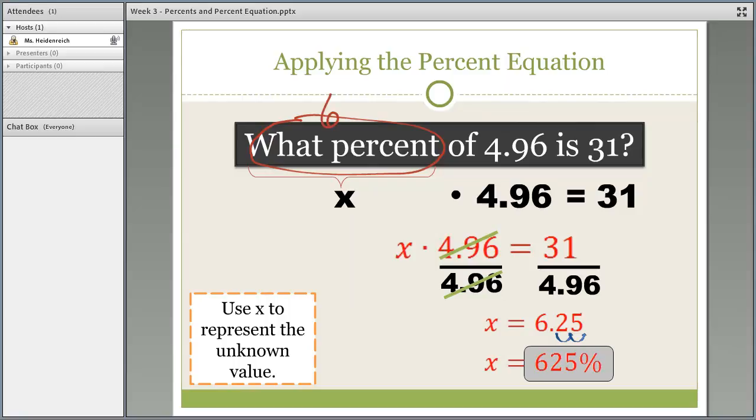So 625%, which is obviously over 100%, of 4.96 turns out to be the number 31. So 31 is quite a bit bigger than 4.96, and it should be because it's 625% of 4.96.